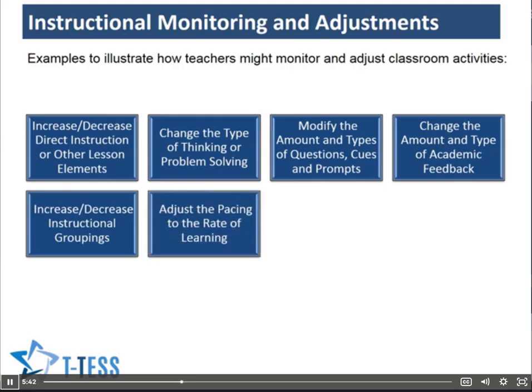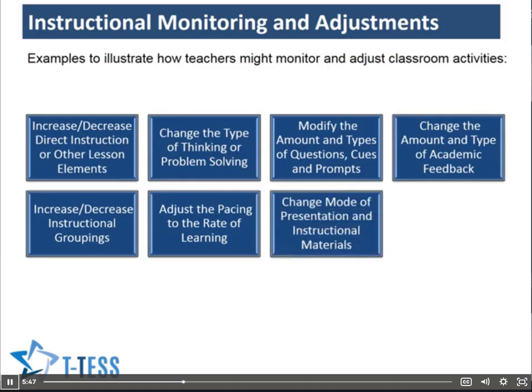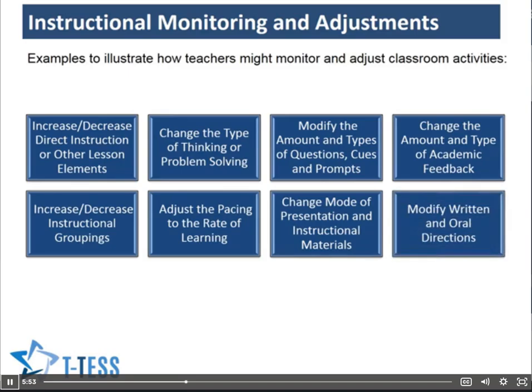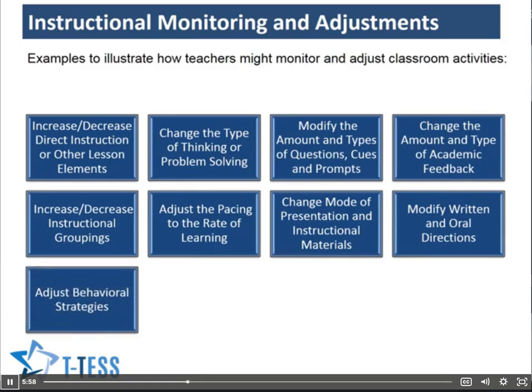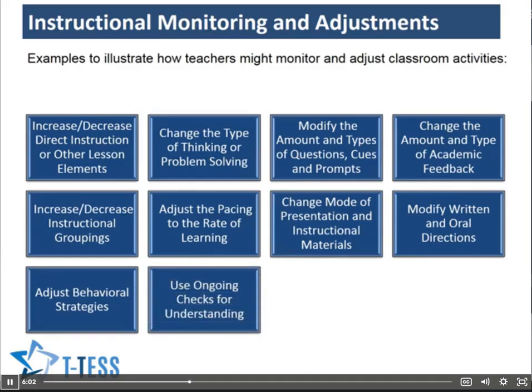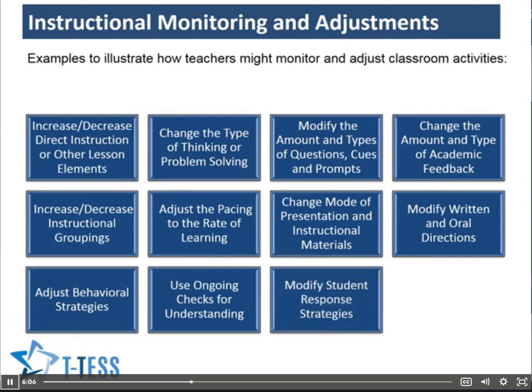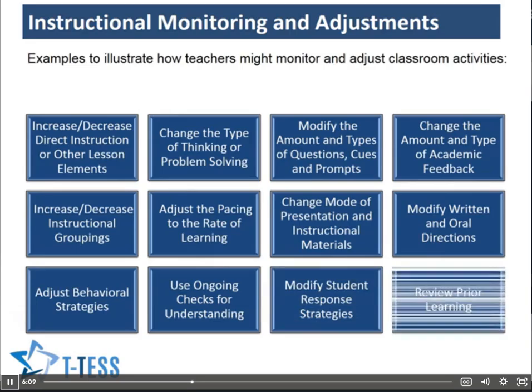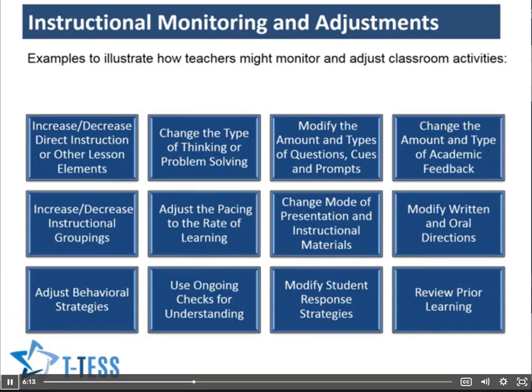They adjust the pacing to the rate of learning. They change the mode of presentation and perhaps the instructional materials. They modify written or oral directions, adjust behavioral strategies, use ongoing checks for understanding, perhaps through questioning, modify student response strategies, and last but not least, review prior learning.